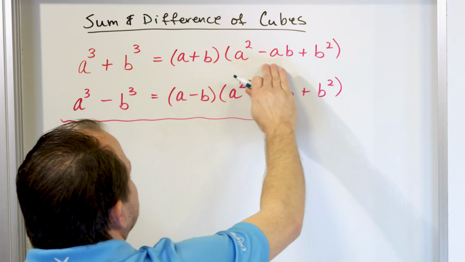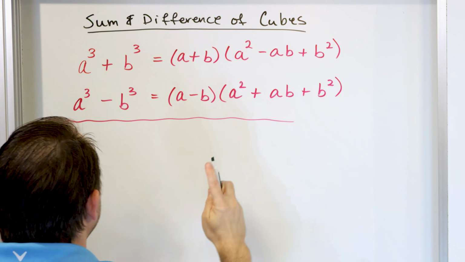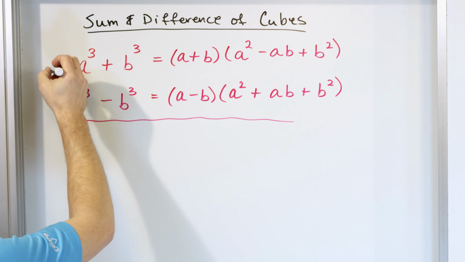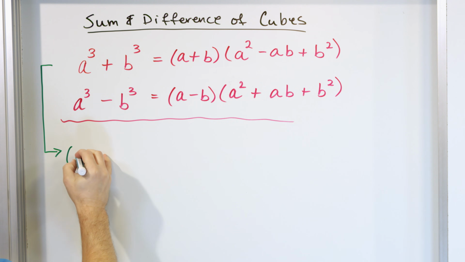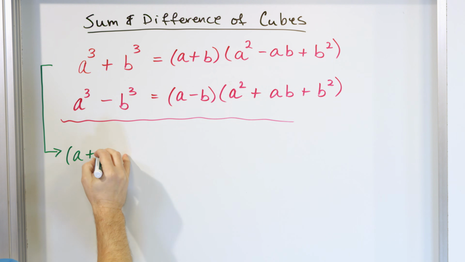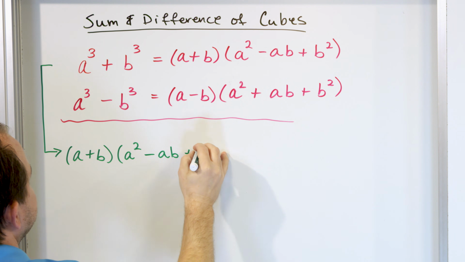Let's just start with the tail end of here. We're saying that a cubed plus b cubed is equal to this. So what I want to do over here is draw a little arrow, and let's talk about the first one. What if we have a plus b multiplied by a squared minus ab plus b squared?